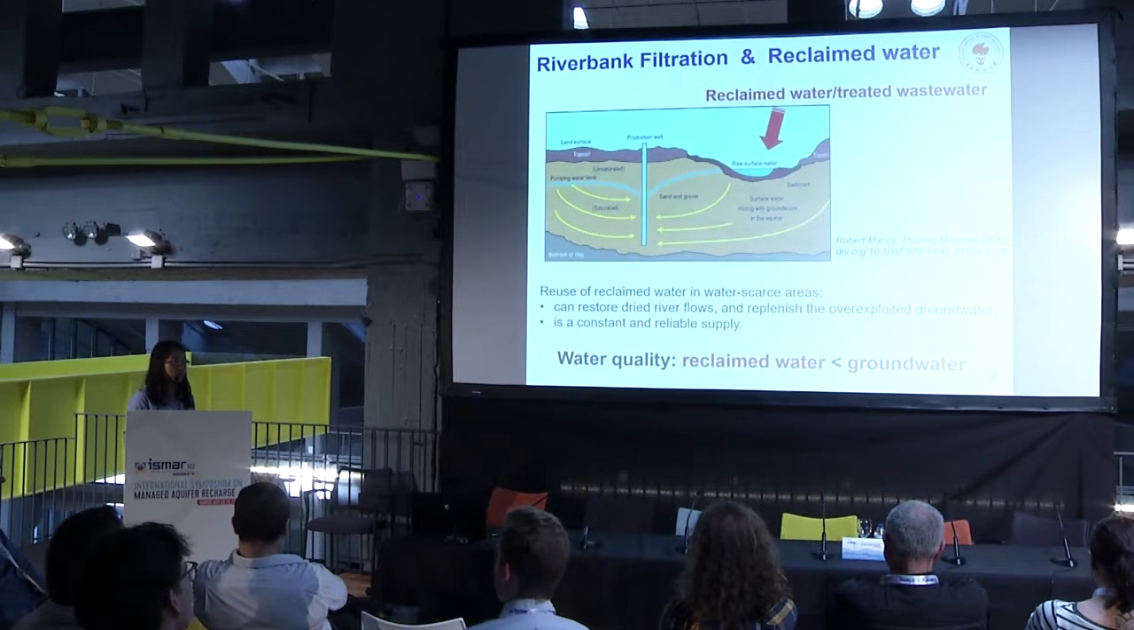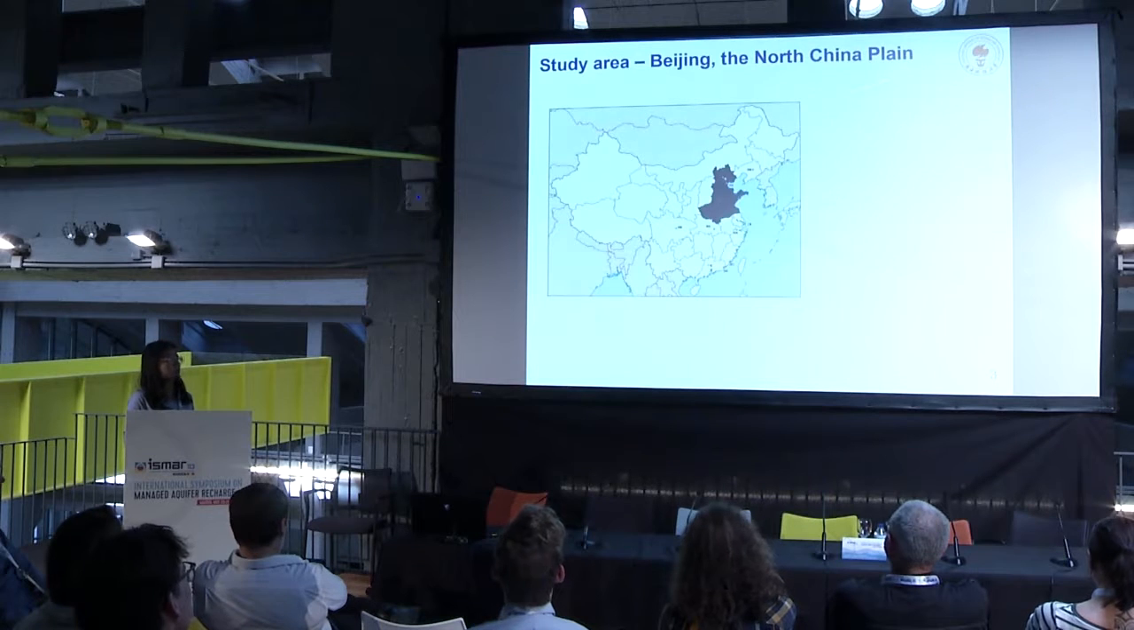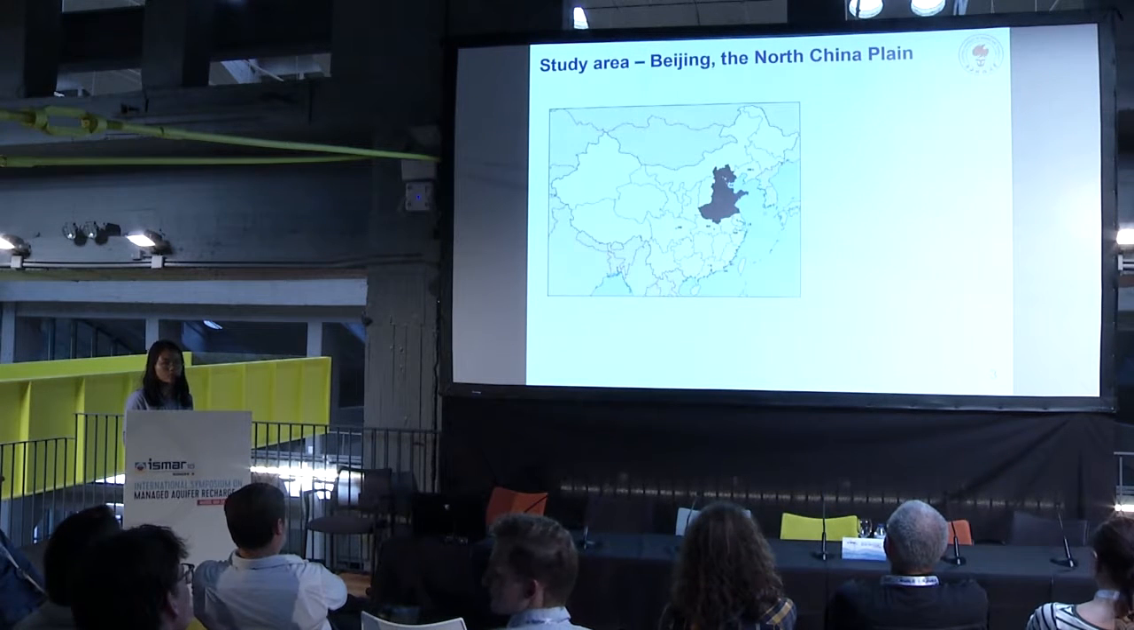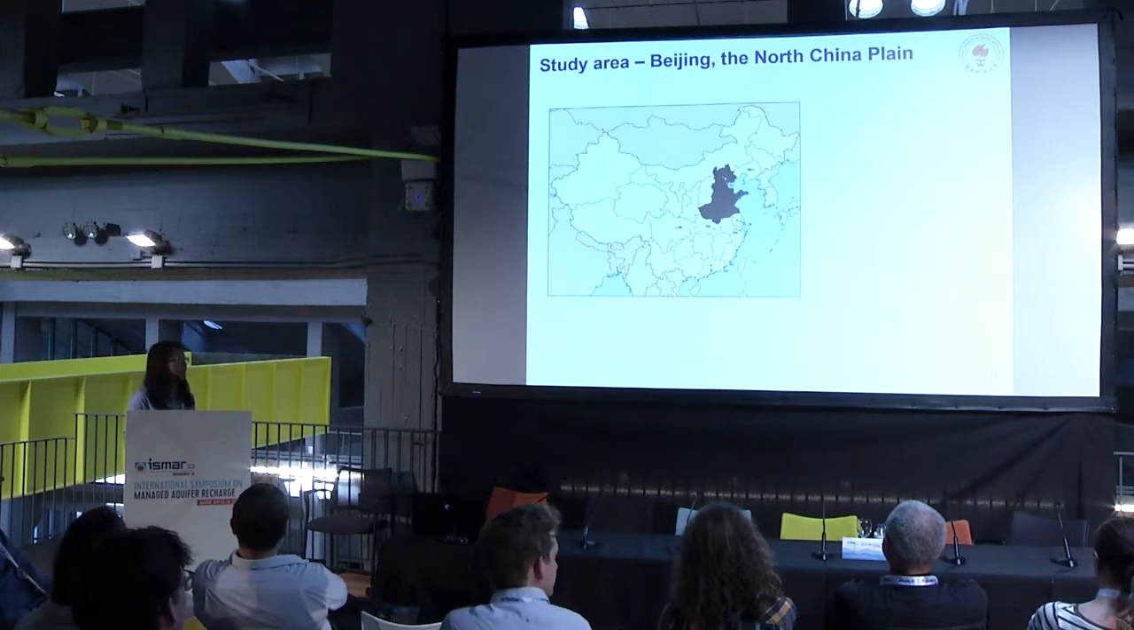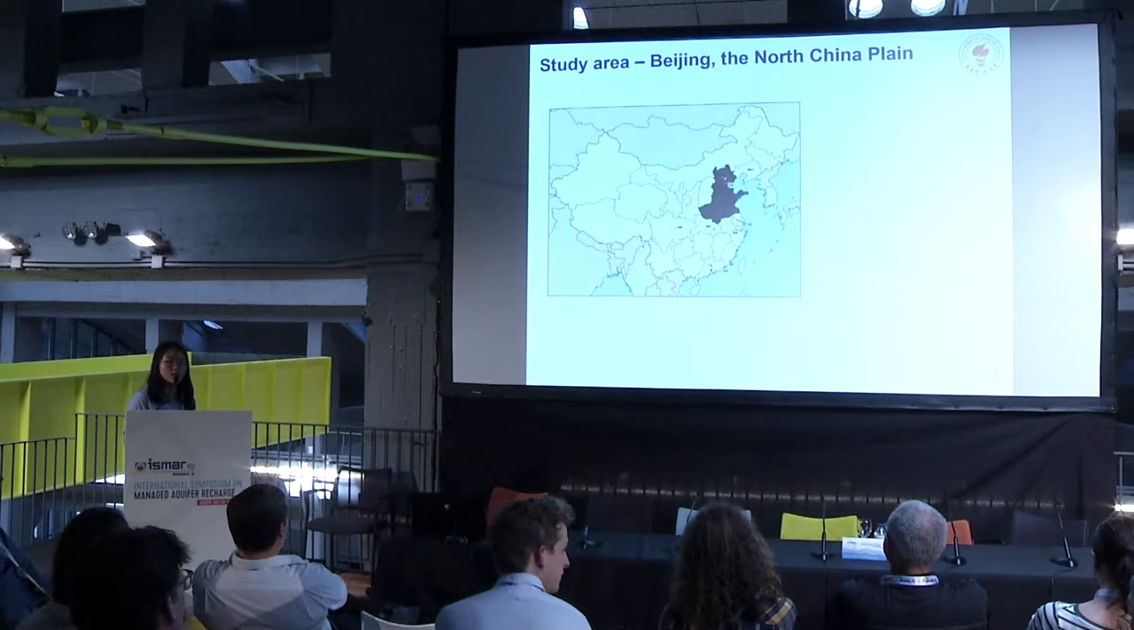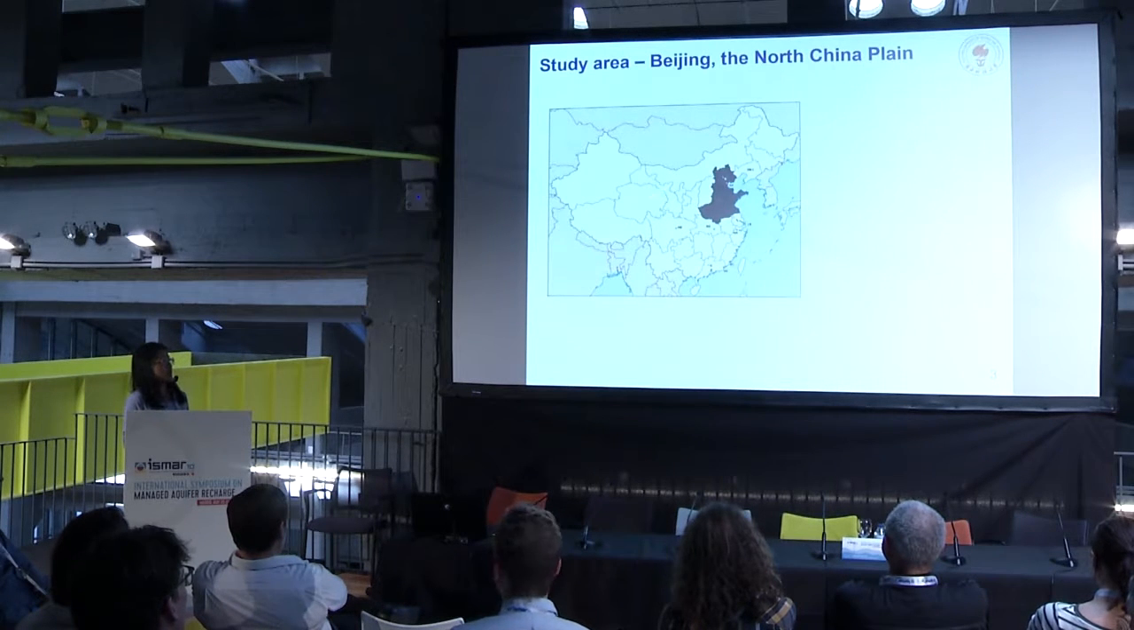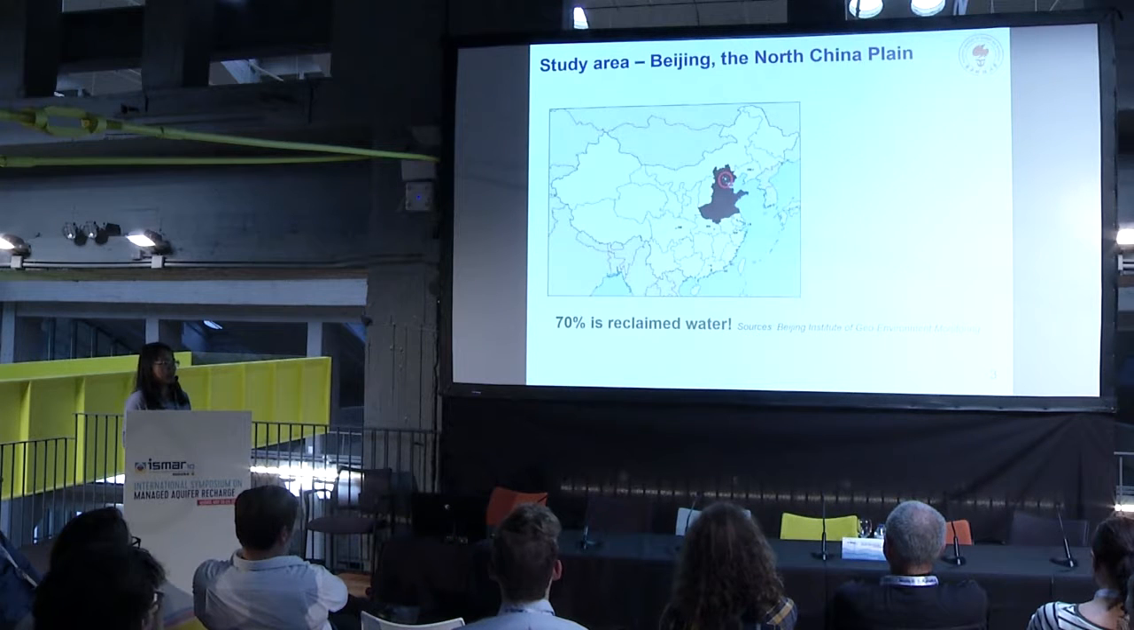So this is also our study area, the North China Plain. Before I go into detail about the North China Plain, I would like to show you where it is located. This is the map of China, and this is the North China Plain, located in the northern part of China. We are not going to focus on the whole plain, but on the Beijing Plain, because 17% of the raw water in the plain is from reclaimed water.